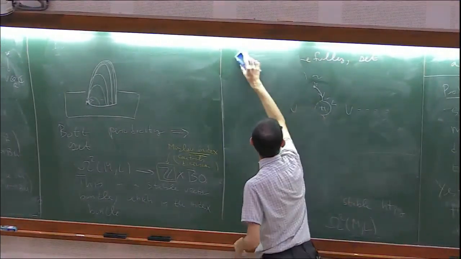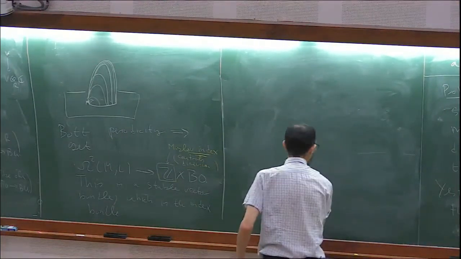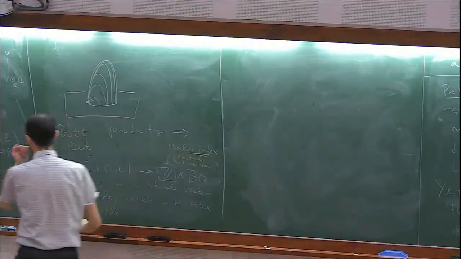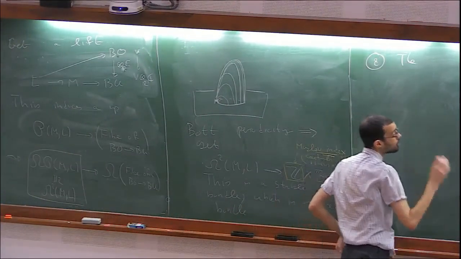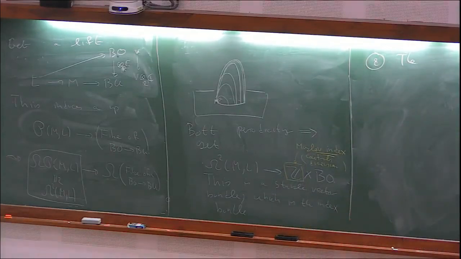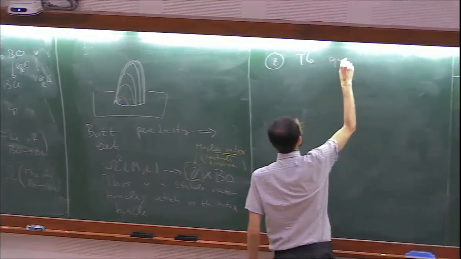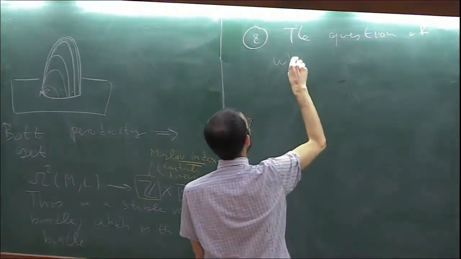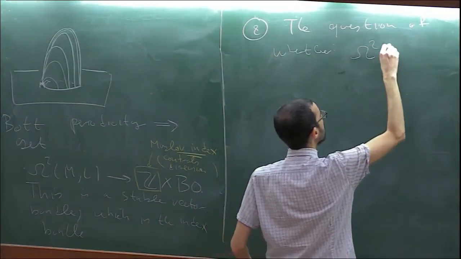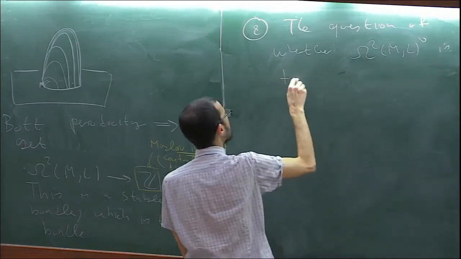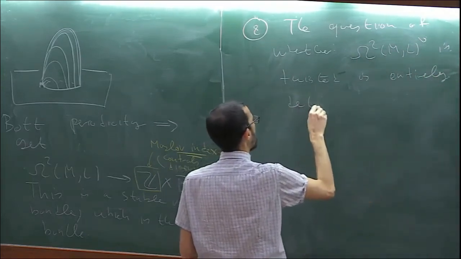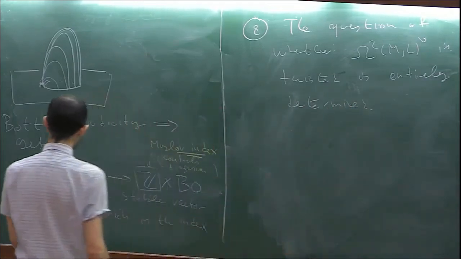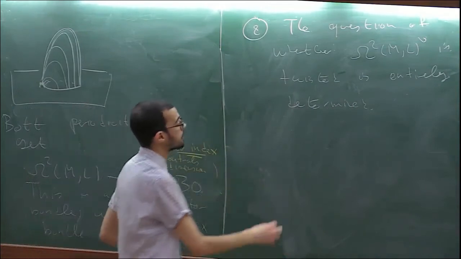The second thing that I want to say is that actually this analysis is still remembering too much. If you just want to know whether this theory here is twisted or not, do we have to put a twist? The question of whether nu 2ml is twisted is entirely determined not by this map from here to Z cross BO, but by a further composite.